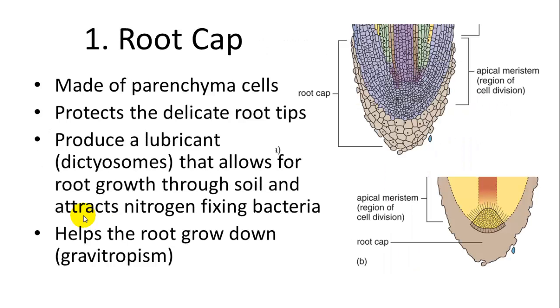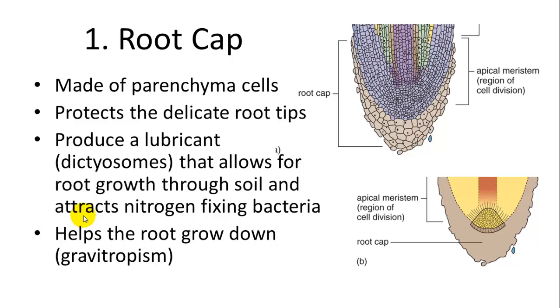So we'll start with the root cap, which is made of parenchyma cells. The purpose of the root cap is to protect the delicate root tips from the rough and scratchy substrate in which it is moving through.